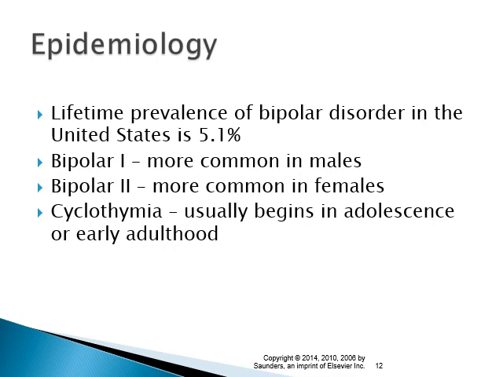So, what we know is that 5.1% of bipolar patients have a lifetime illness where they're not able to get back to a stable state and not have a reoccurrence. Bipolar 1 is more common in males, where bipolar 2 is more common in females. And cyclothymia is more common or usually occurs and begins in adolescence and in early adulthood.